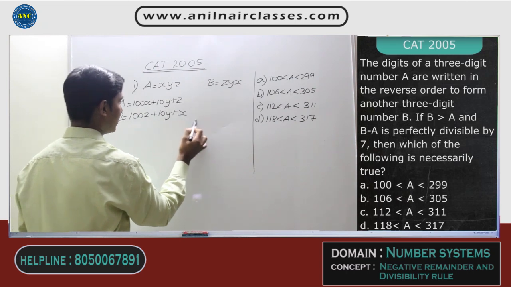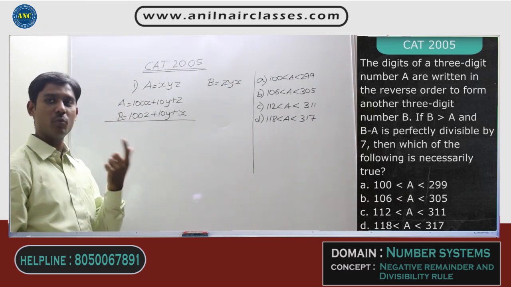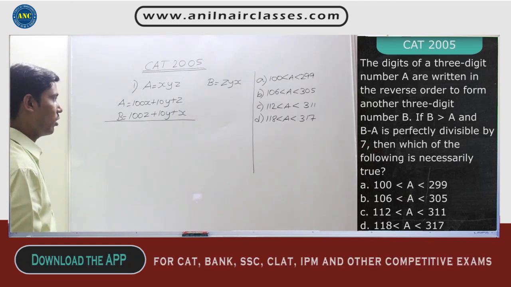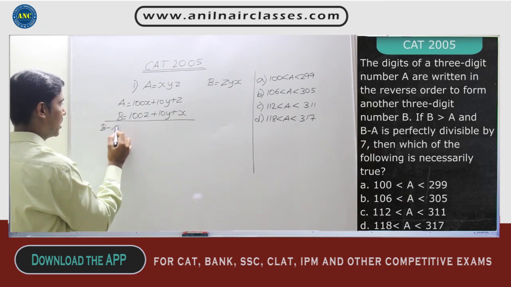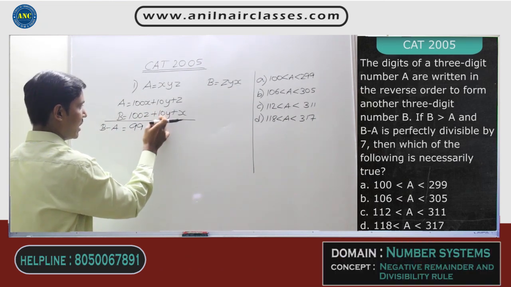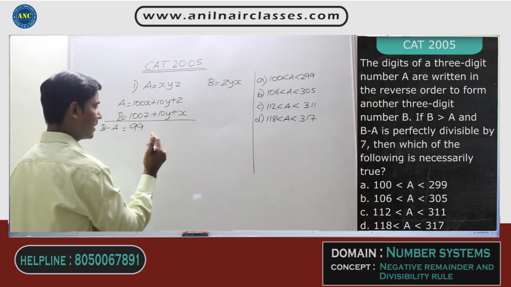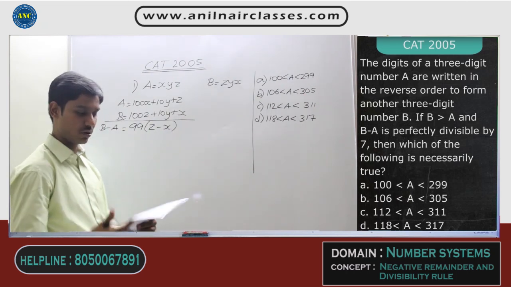plus x. Now if I subtract one from the other, B minus A, why should I do B minus A, why not A minus B? Because the question says B is greater than A. You will always subtract the smaller number from the bigger number. So B minus A is nothing but 100z minus z, 99z, 10y cancels, x minus 100x, it is minus 99x. So 99 into z minus x.